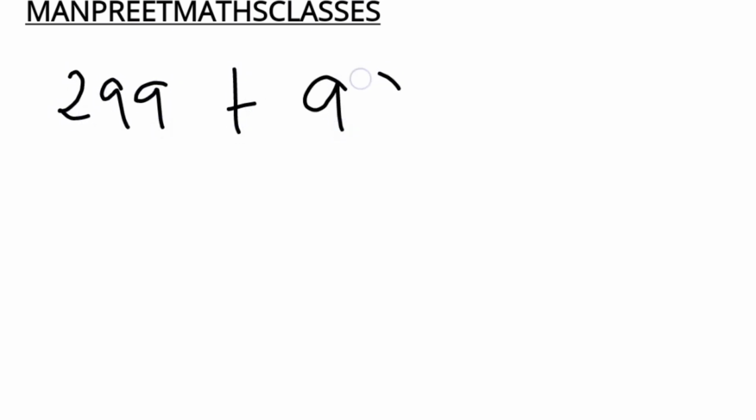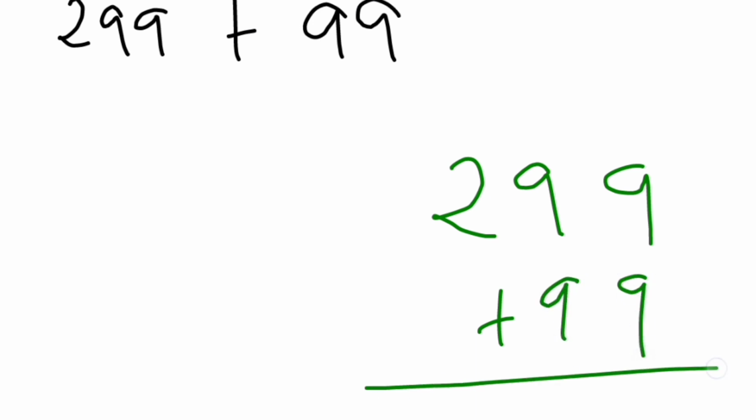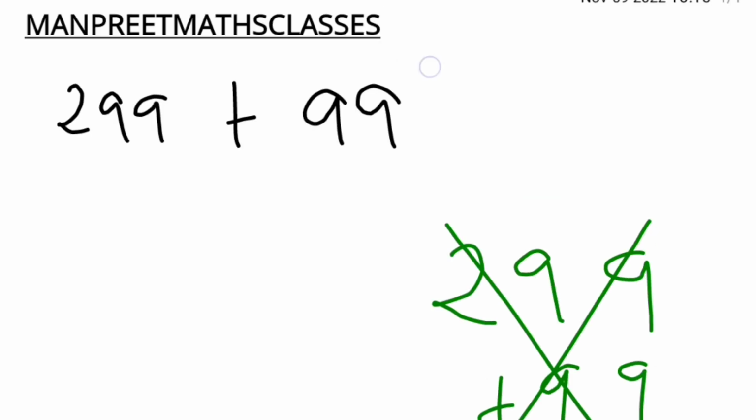Suppose you have to add 299 with 99. We have learned in our childhood that we add numbers like this, but now we are not going to follow this because it takes time. Now how will we solve it faster?